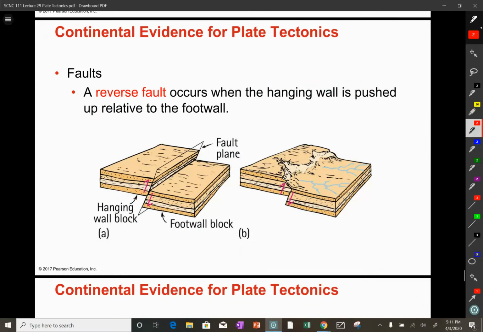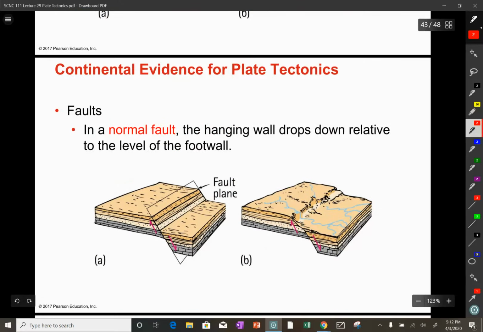And so if they're converging, then you're going to have a reverse fault where the hanging wall goes up and the footwall goes down comparatively. Whereas if they're diverging, then it's going to be normal. So here's the example of they're diverging and it slides normal.